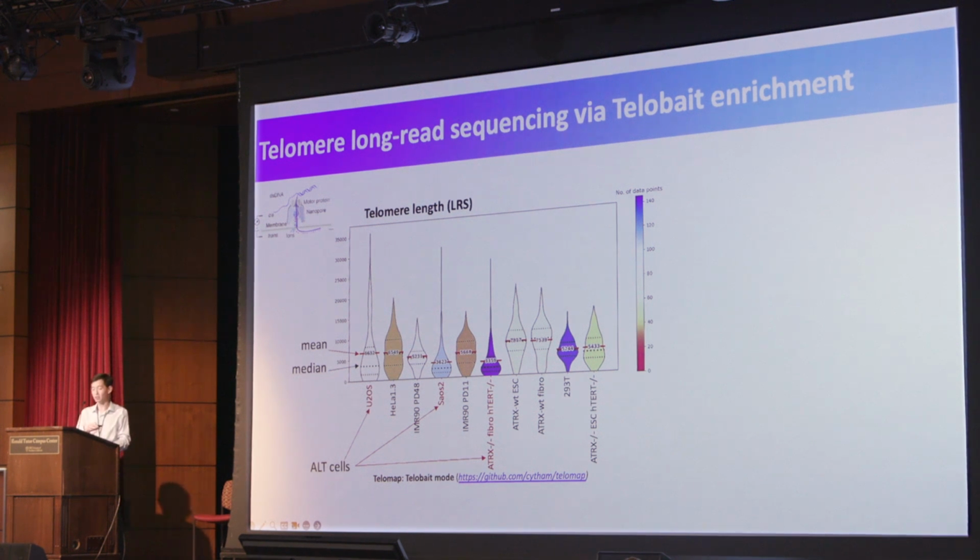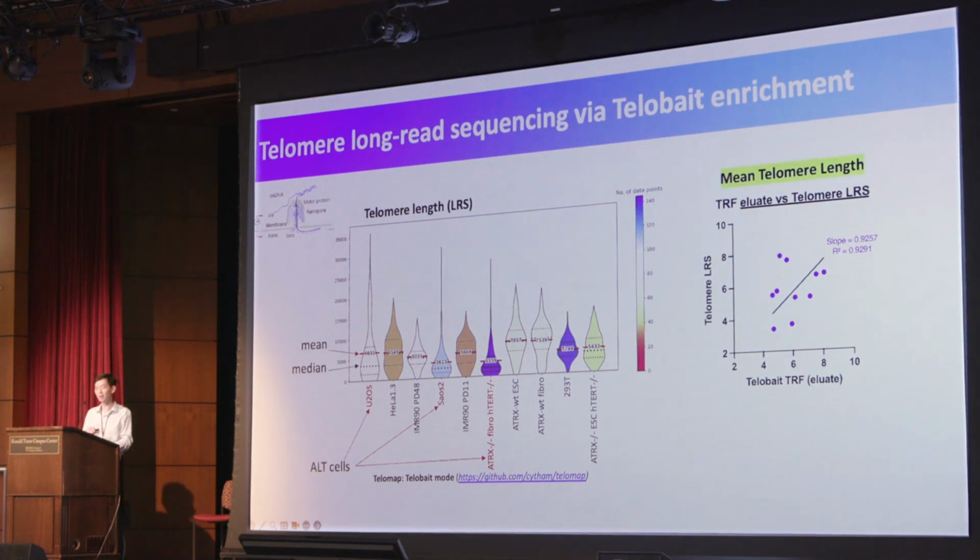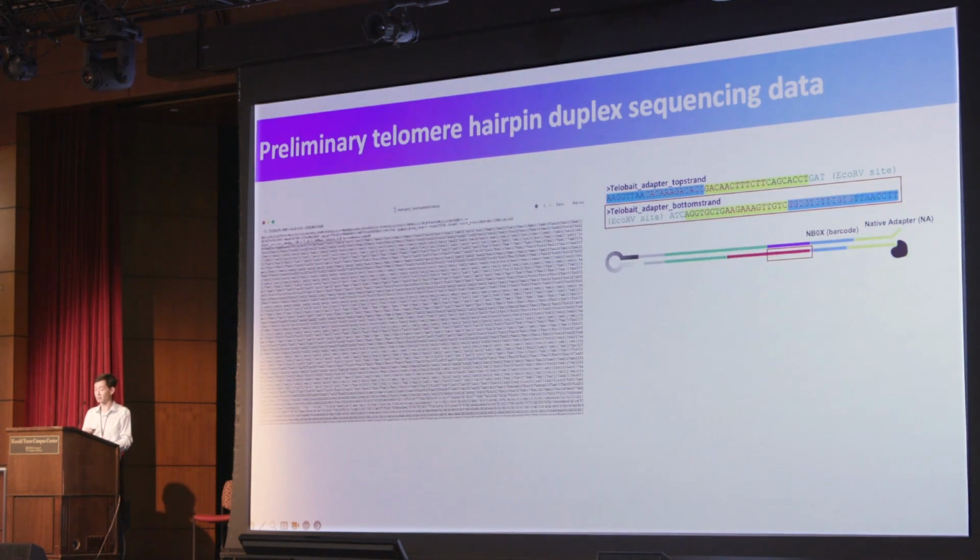So this heat map just shows the telomere counts, the number of data points, which is something I'm currently also working on. And you see that the correlation of eluate telomere length compared to TRF is not as good. However, that is something that is still being optimized.